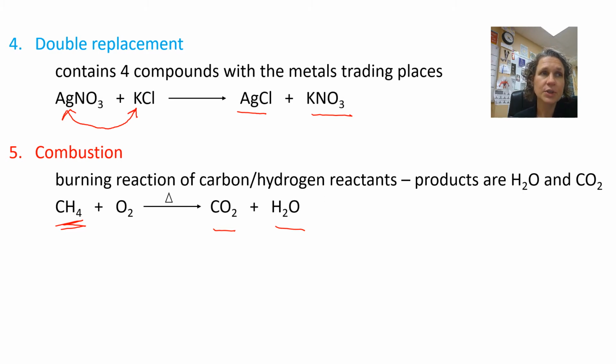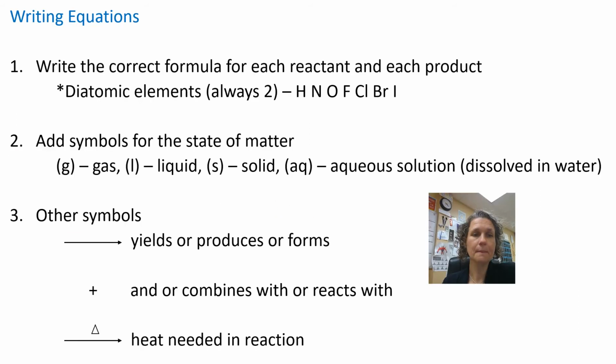So one of the things we'll do when we balance our equations is I will ask you to tell me what the type of reaction is. If you follow these patterns and look at what's happening, then you'll choose one of these five.